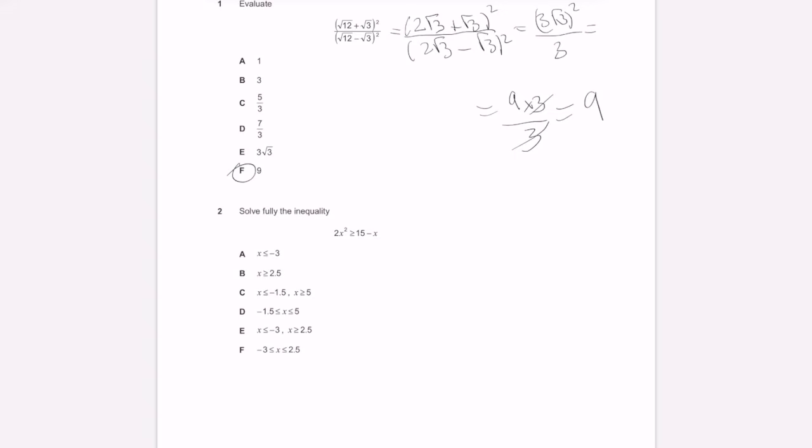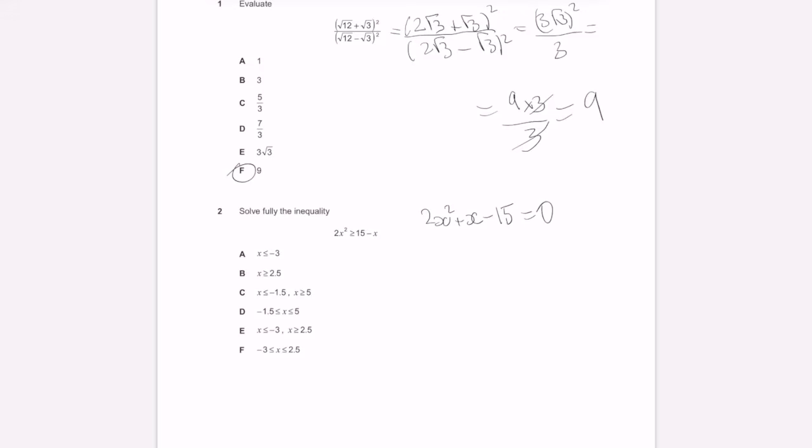Okay, question 2, solve fully the inequality. If we have 2x squared needs to be greater than 15 take away x, one of the things we need to do to deal with an inequality is to aim to sketch the quadratic. Well, what sort of quadratic is it going to be? It's 2x squared plus x take away 15. This is the quadratic that we're going to be dealing with.